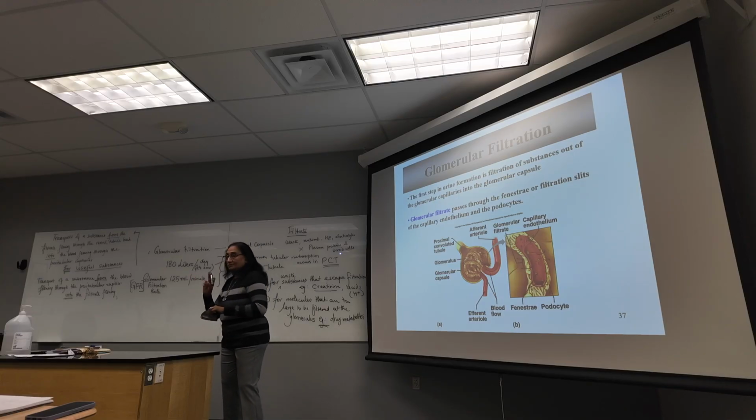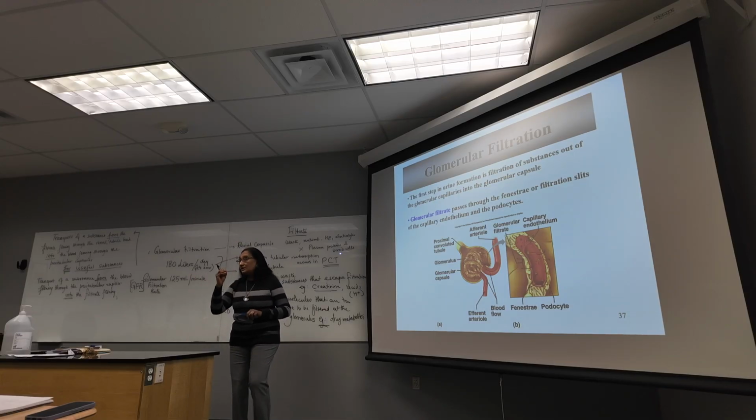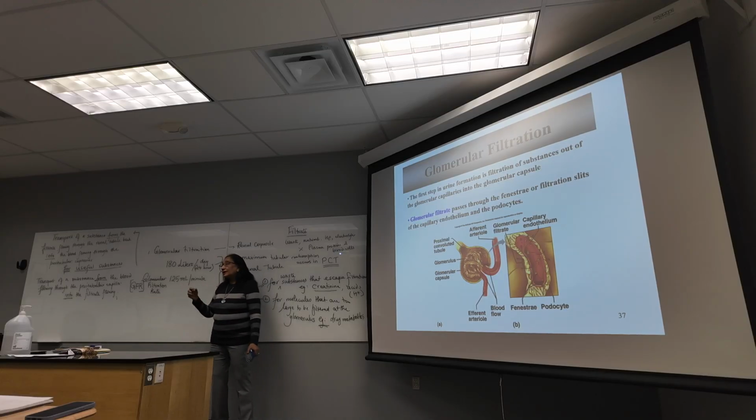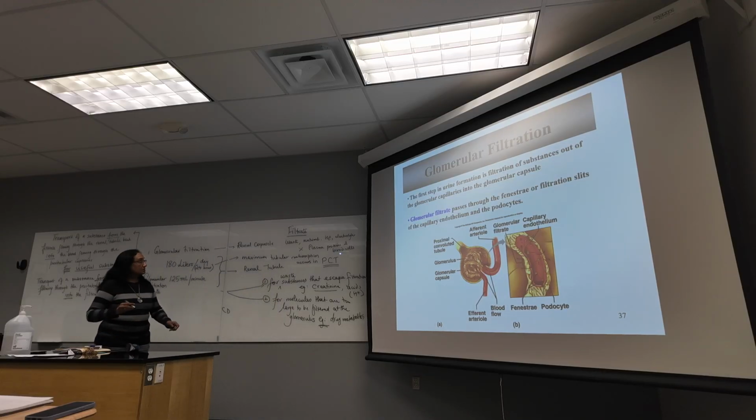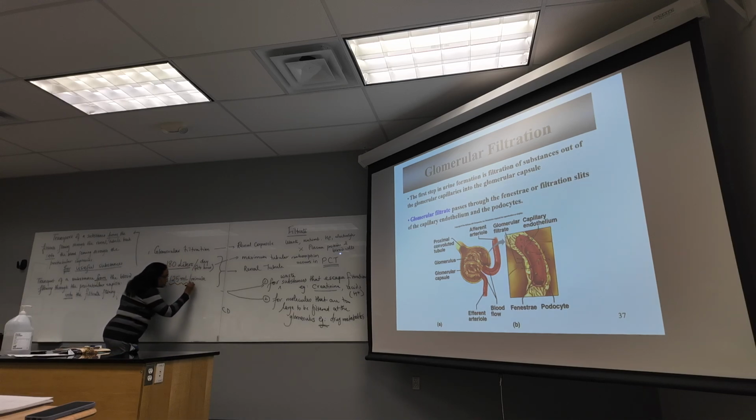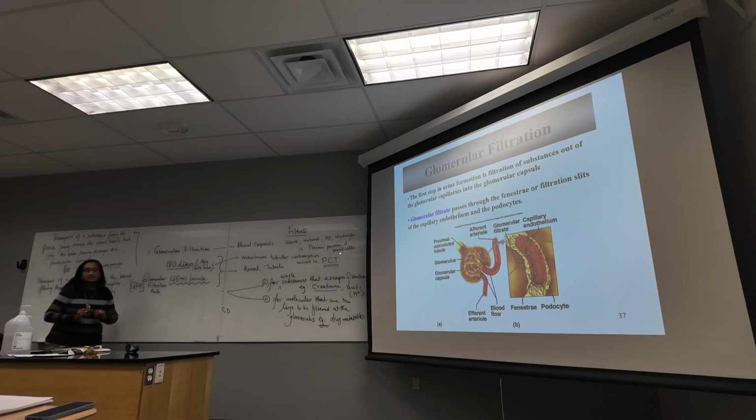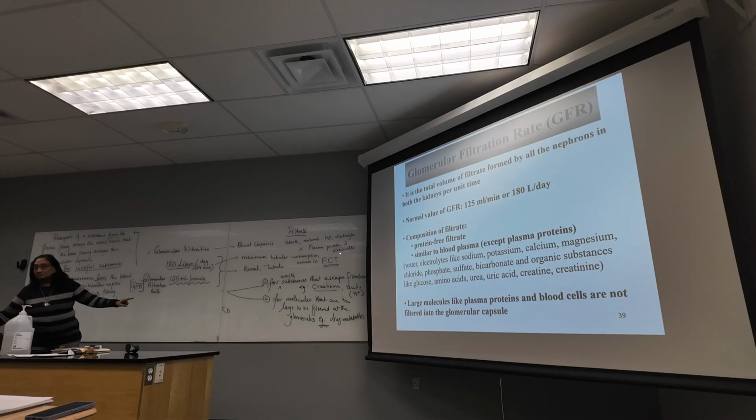So this is the total. You have 2 million nephrons. If you look at how much filtrate is formed by all the 2 million nephrons in both your kidneys, it is 125 ml per minute, which amounts to 180 liters per day. This is the value that we usually measure, so you have to remember this: 125 ml per minute, GFR.